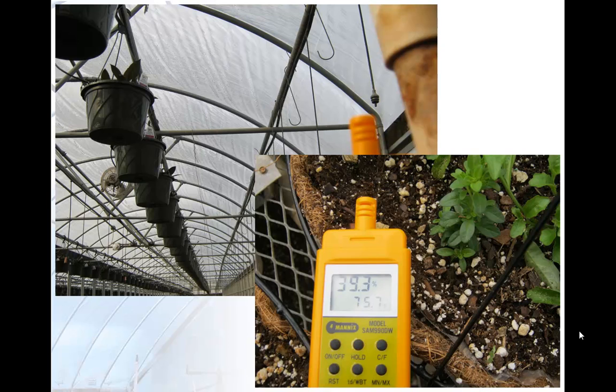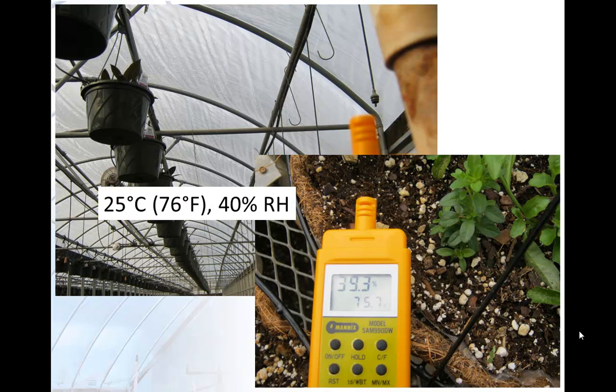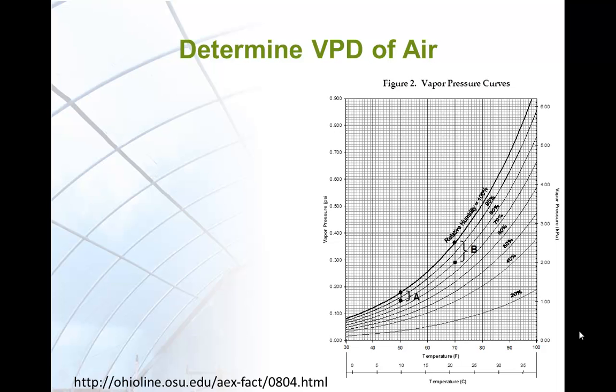However, when I measured the temperature and the relative humidity at the canopy level, I found the microclimate around the canopy is about 25 degrees C and 40% relative humidity. Is this condition cause for dehumidification? Let's look at the VPD of the air.